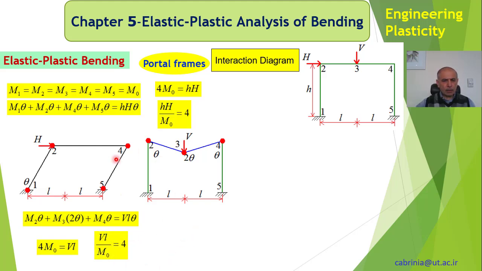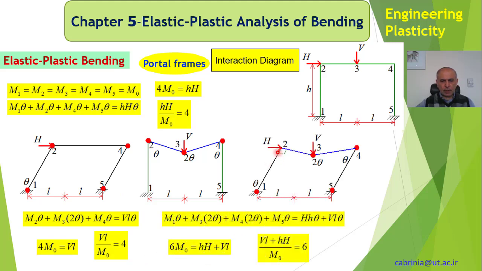Also here I can use another diagram, another case like this. We considered this case for the previous example as well. So M2 times theta, M3 obviously times 2 theta, and M4 times theta. So we get VL over M0 equal to 4, because V times L theta, that L theta is the distance moved.